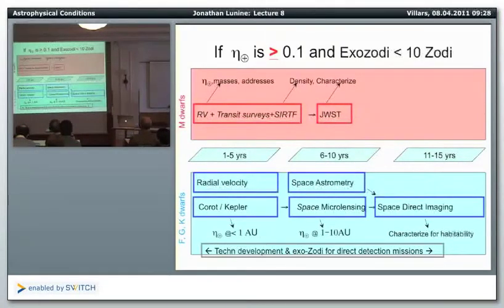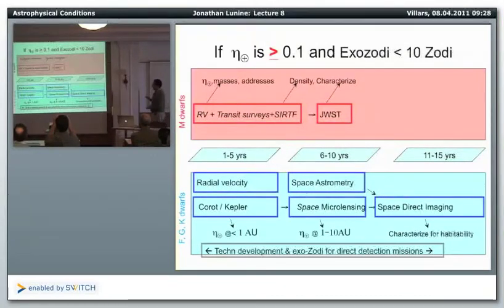The scenarios were classified according to the frequency of Earth-sized planets roughly in the habitable zone, that's Eta sub-Earth, and the frequency of planets which had exozodies, or the typical exozody level, the typical emission level from dust, or scattering level from dust, for planets in the solar neighborhood, for stars in the solar neighborhood.